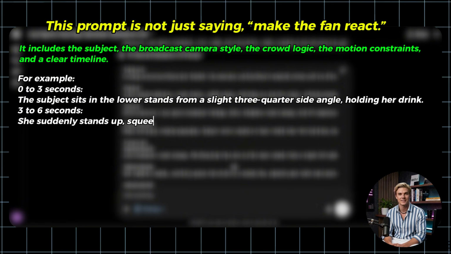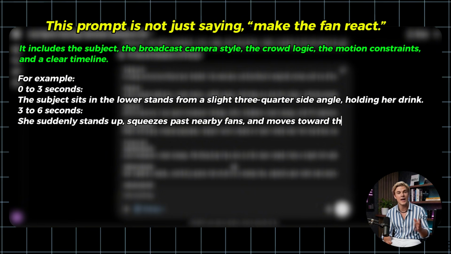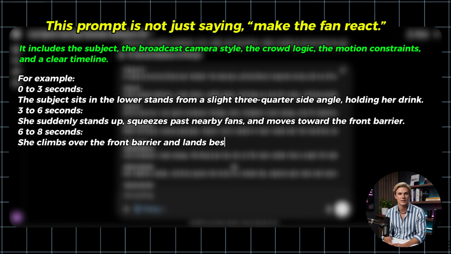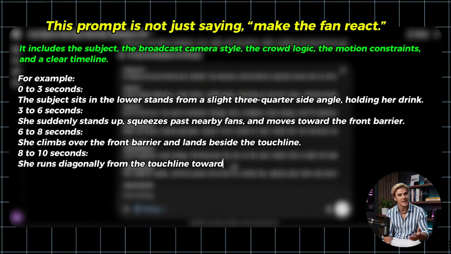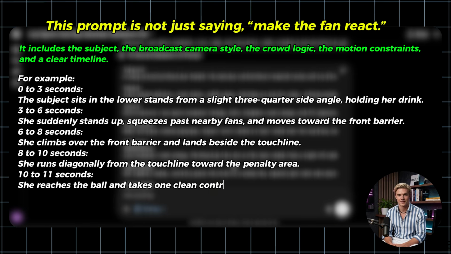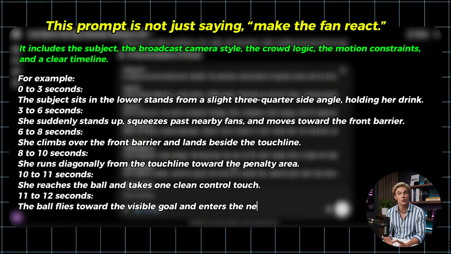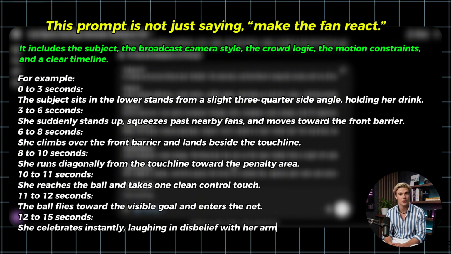3 to 6 seconds. She suddenly stands up, squeezes past nearby fans, and moves toward the front barrier. 6 to 8 seconds. She climbs over the front barrier and lands beside the touchline. 8 to 10 seconds. She runs diagonally from the touchline toward the penalty area. 10 to 11 seconds. She reaches the ball and takes one clean control touch. 11 to 12 seconds. The ball flies toward the visible goal and enters the net. 12 to 15 seconds. She celebrates instantly, laughing in disbelief with her arms raised.